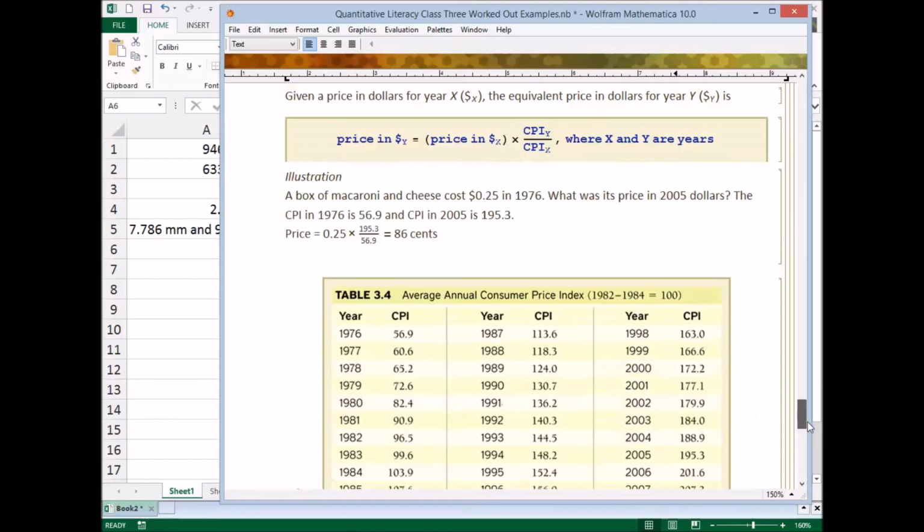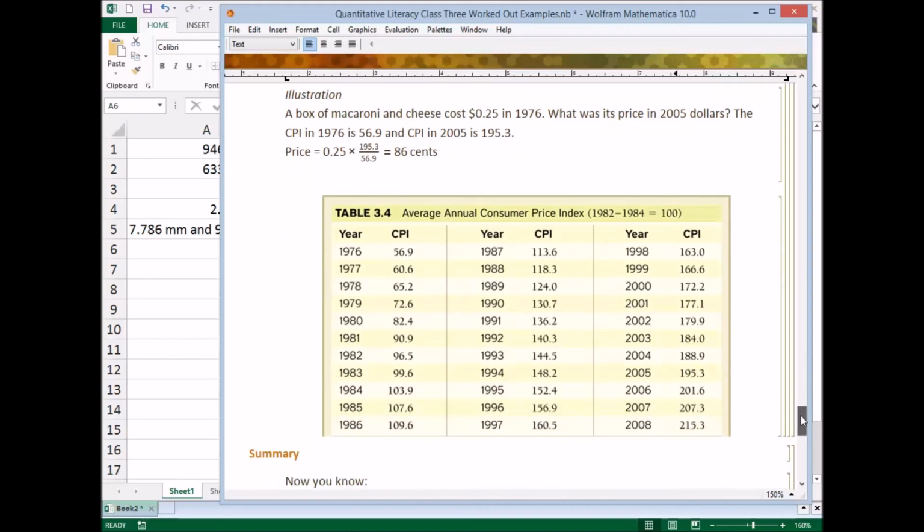So following the formula, price in X dollars, which is the prior year, so it's a quarter, 0.25, times the CPI of the latter year, which is 2005, so that is 195.3, divided by 56.9, and if you do the math in your calculator, you get 86 cents. So the box of macaroni and cheese in 2005 will be 86 cents or $0.86. So that concludes the module on real-world applications.